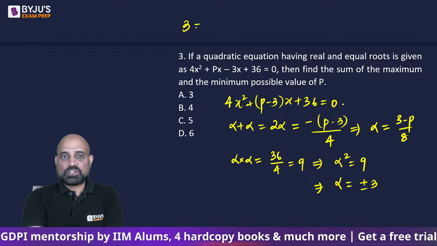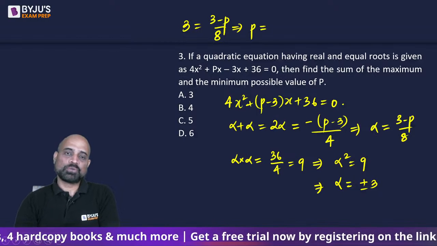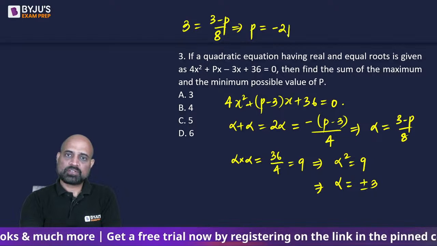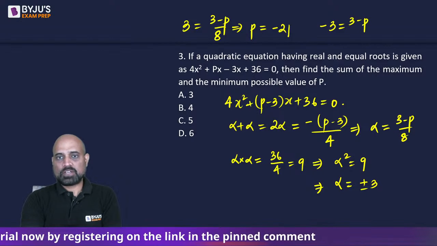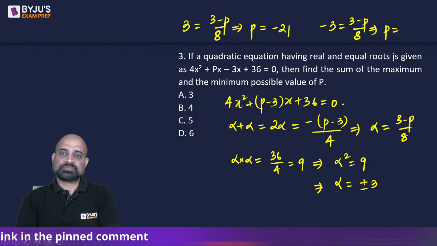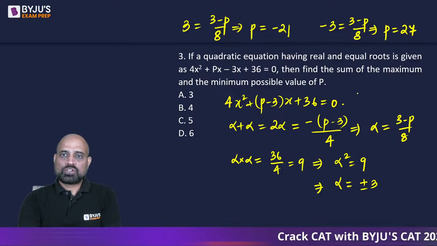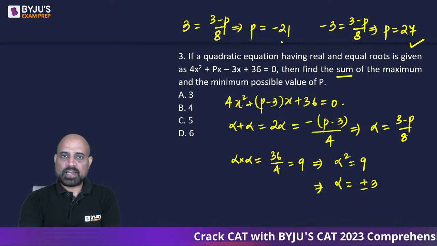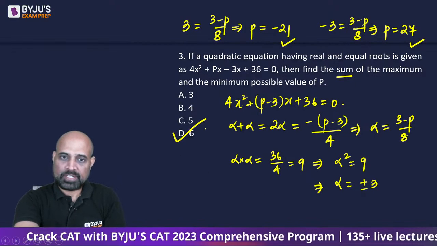So when alpha is equal to 3, 3 minus p upon 8 will result in p is equal to minus 21. And when alpha is equal to minus 3, 3 minus p upon 8, this will give me the value of p as minus 24 plus 3, 27. So the sum of the maximum value and the minimum possible value of p is going to be 6, right?